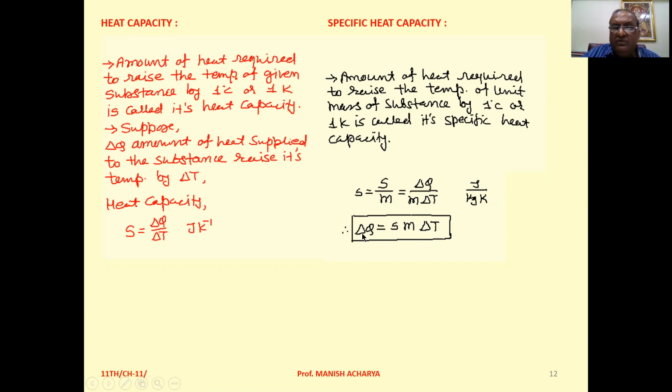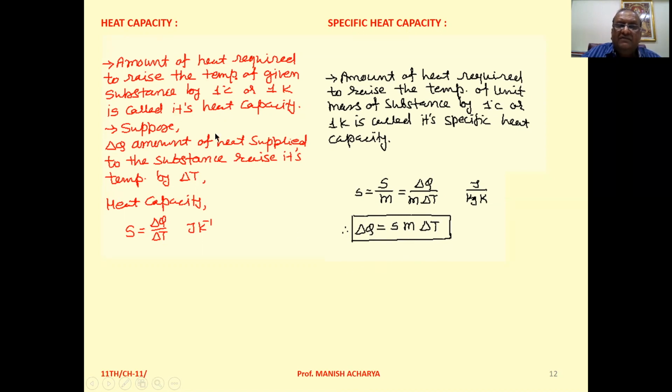So this equation shows that the amount of heat required, delta Q, to raise the temperature of m gram of substance by delta T, having specific heat capacity s, can be calculated by this equation. Clear to all of you?